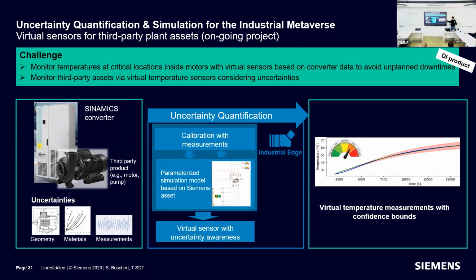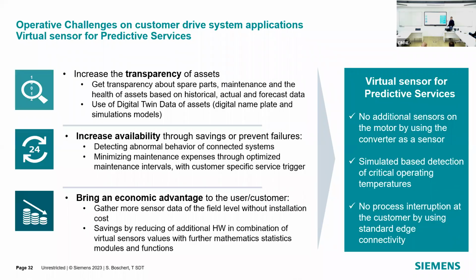So is that okay? After 15,000 seconds, your end temperature of the windings will be somewhere between 6 centigrade, but also in this range. So this is already a project, or actually a product, that our colleagues from digital industry sell. It is, as I said, focused really on these predictive services, on these digital services that we now provide as an add-on to our converters, so that it makes them really more attractive to buy.